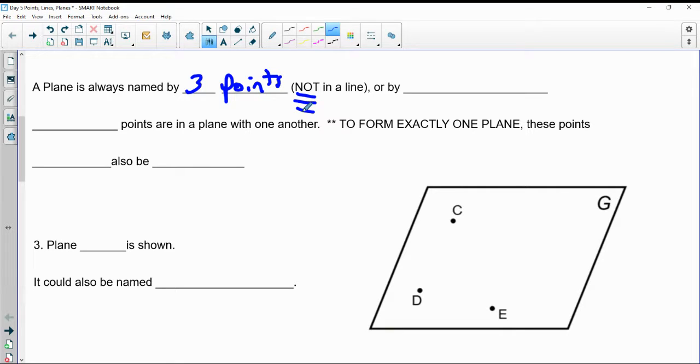If you can draw a line through all 3 of them, it's not okay. So that will be an incorrect answer. It just has to be 3 points that are in the plane or in the box, like over here, like C, D, and E. They are not in the same line. There's no way I can draw a straight line through all 3 of them.